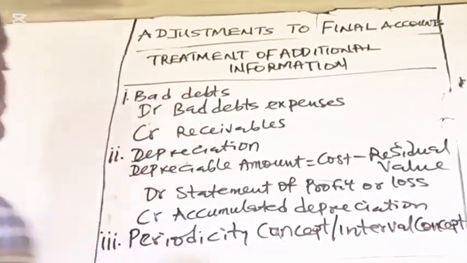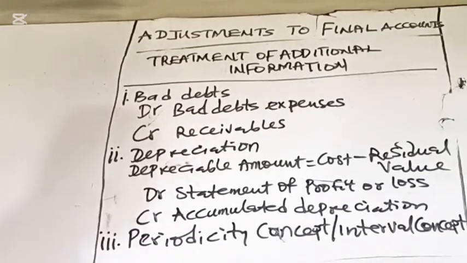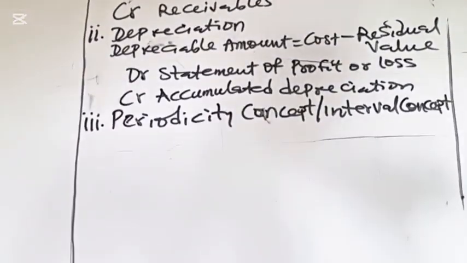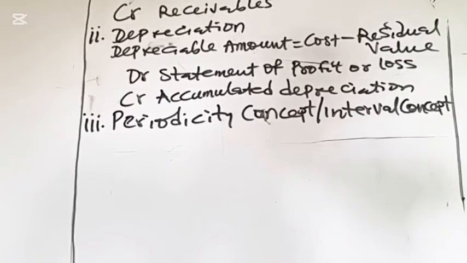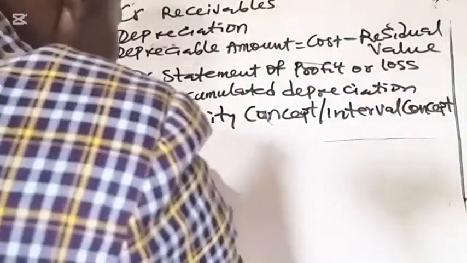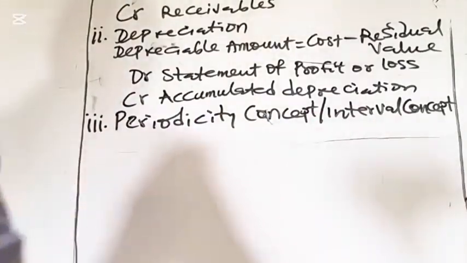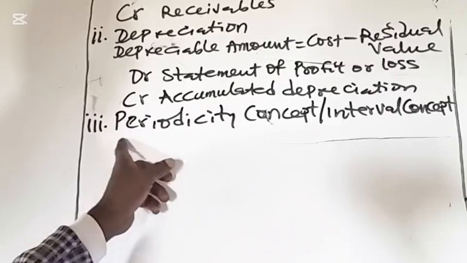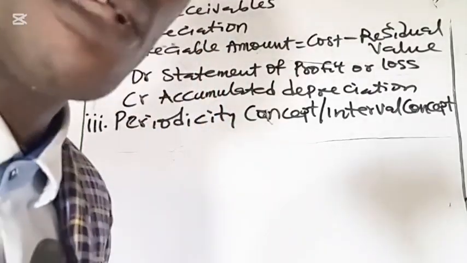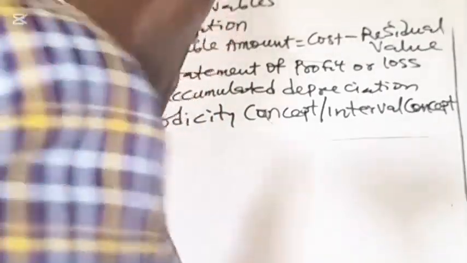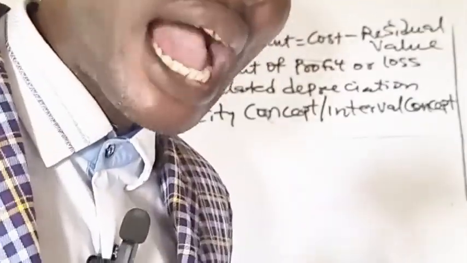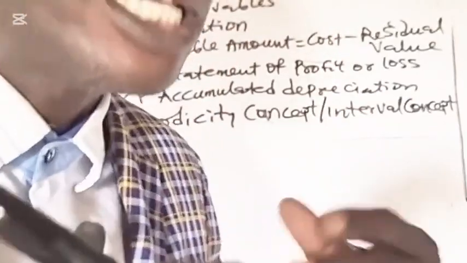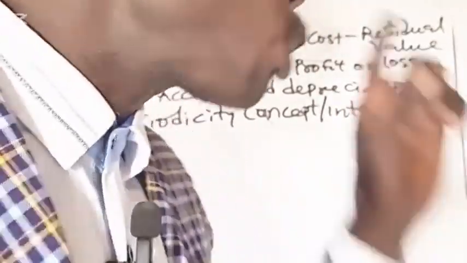The reason why I want to explain this is that this will serve as a guide to other items of additional information I'm about to examine. So what do we mean by period? Period is referring to time, an interval. The periodicity concept opines that financial statements are prepared at a regular interval, usually a year.